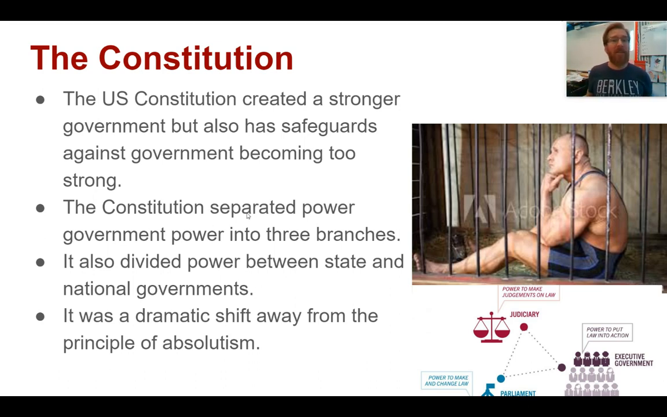The best known is probably the separation of powers, the idea that we created 3 branches of government. Those 3 branches of government also have checks on the powers of the other ones to keep any branch from becoming too powerful. It then further divided the power of government between state governments and a central government, creating that tension between the two on purpose to weaken both of them.